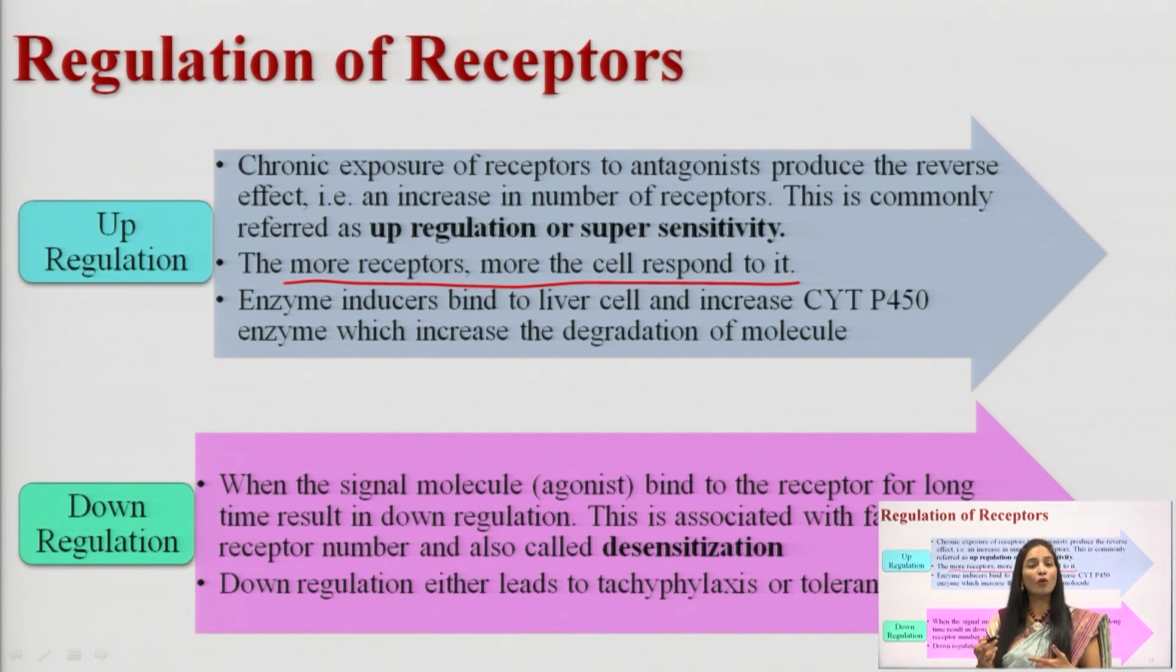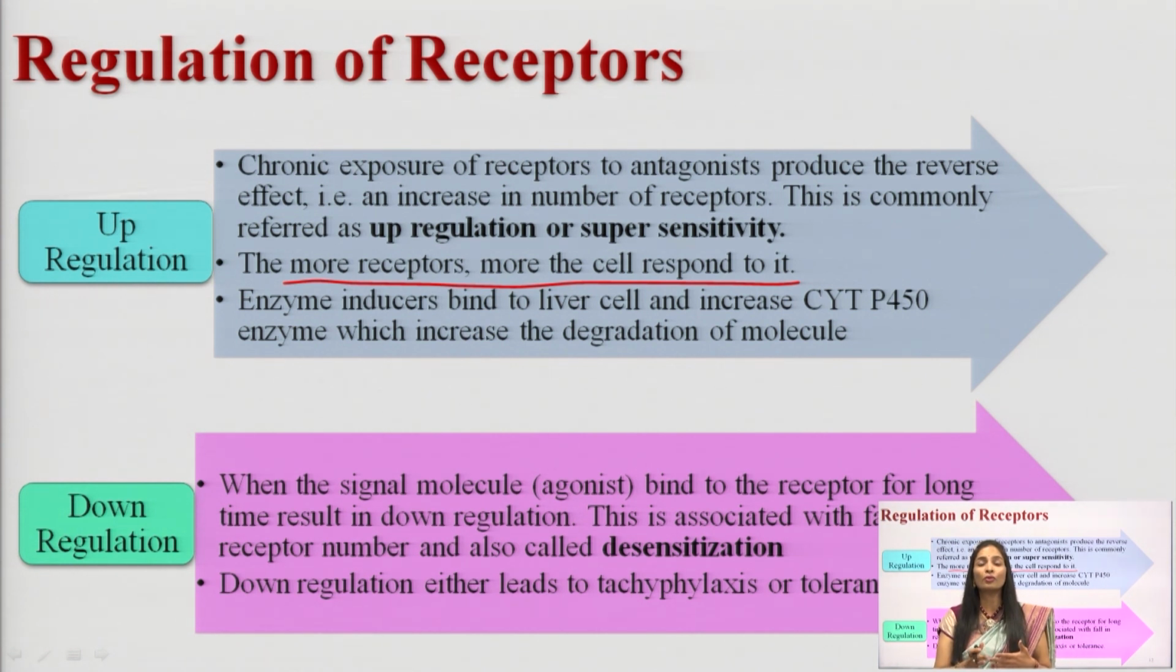What is downward regulation? When can you call a particular receptor as showing downward regulation? When there is chronic exposure of an agonist drug to its receptor, you can call it downward regulation, or desensitization. So downward regulation, the second terminology being desensitization. Chronic exposure of an agonist drug to the particular receptor will desensitize the receptor.